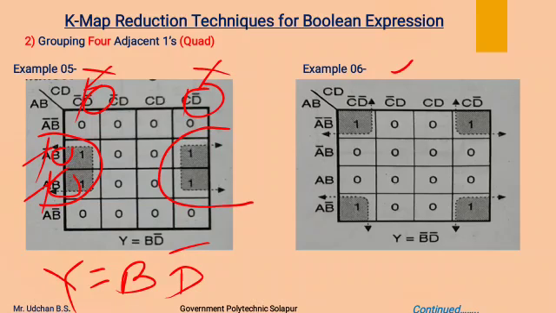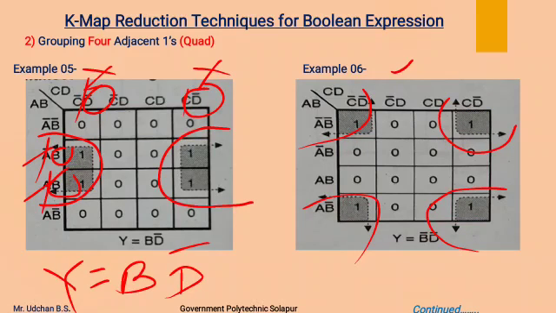Now in the sixth example of grouping for adjacent ones, there are 4 ones, corner 4 ones, which are adjacent to each other, so we can form a group of these 4 ones to make a quad.